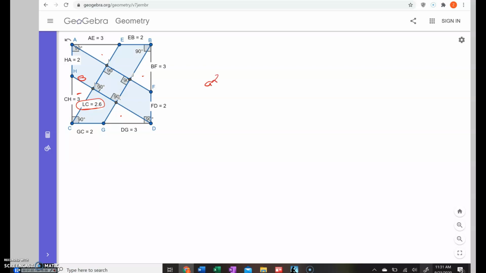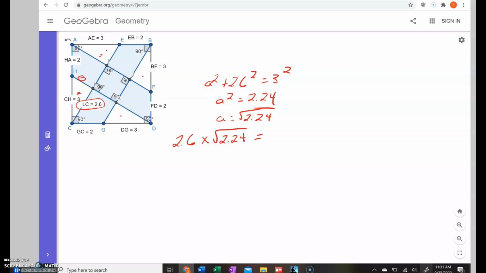So we know that a squared plus 2.6 squared is equal to 3 squared, which means a squared is equal to 2.24, because 9 minus 6.76 is 2.24. A is equal to square root of 2.24. Okay. And then we know that if these two are put together, they're going to form one rectangle, right? So I know that 2.6 times square root of 2.24 is equal to 3.891. We'll put a little ellipses there.